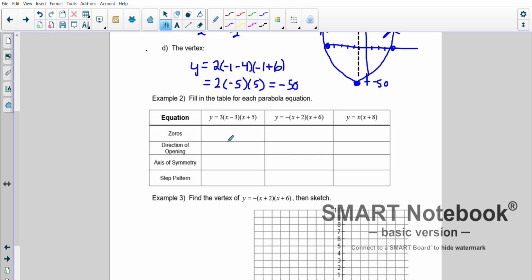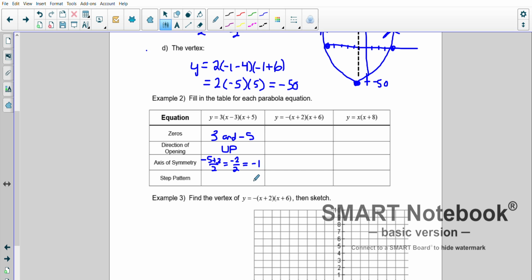So it's in the factored form. Therefore, I know the zeros are going to be the opposites. So it's going to be 3 and negative 5. This parabola is going to open up because this is a positive number. The axis of symmetry is going to be in the middle of these numbers. So it's 3 and negative 5. I'm going to add those up, add up those zeros and divide by 2. It's going to be negative 2 over 2. And again, it's just a coincidence that this always seems to be negative 1. It's going to be the line x equals negative 1.